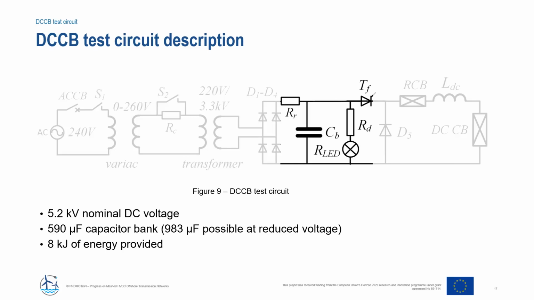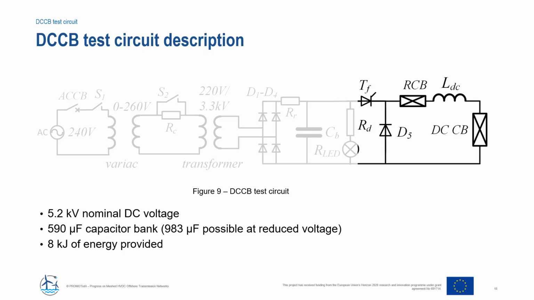The middle of the schematic shows the capacitor bank and the discharge resistor, which also serves as the voltage divider for capacitor voltage measurements. The capacitor bank is nominally 590 microfarads, but the capacitance can be increased to 983 microfarads at the reduced charging voltage.